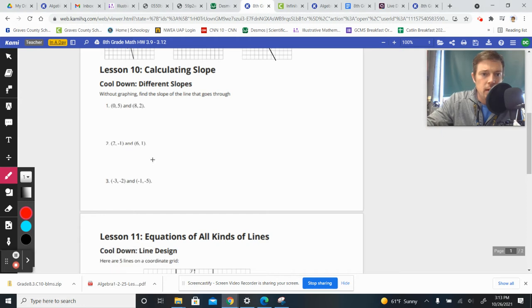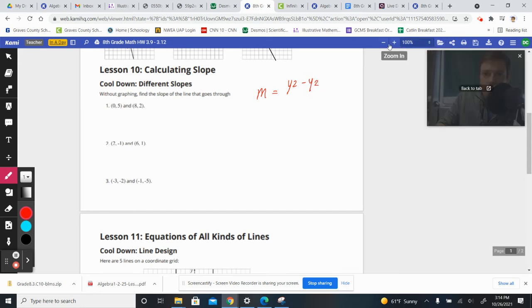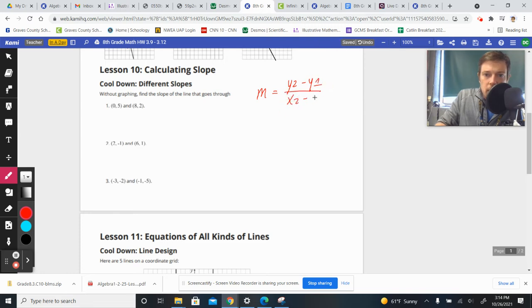We're on lesson 10, and I'm giving you 3 sets of ordered pairs, and you have to find the slope of the line that goes through those. So, finding the slope from ordered pairs, we talked about today, there's a way to set that up. You can find the slope by finding the difference in the y values, y2 minus y1, over top of x2 minus x1, the difference of your x values.